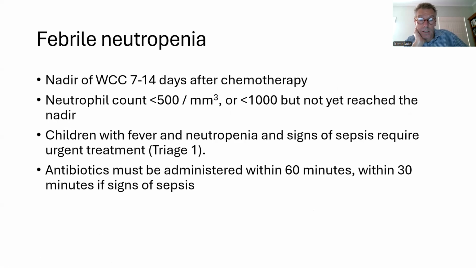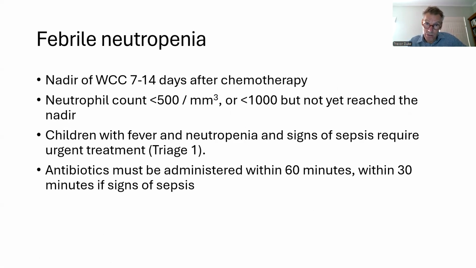It's a very common complication of cancer treatment, and it is an emergency. These patients have a risk of deteriorating very rapidly. Often after chemotherapy, the nadir, the lowest white cell count, is 7 to 14 days after chemotherapy, and neutropenia is really defined as a neutrophil count less than 500 per millimeter cubed, or less than 1,000, but haven't yet reached the nadir.